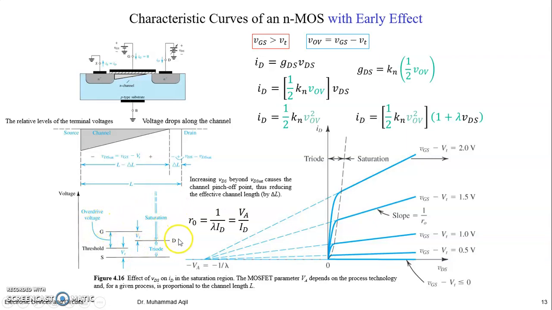So anyway, you don't need to learn about VGD to check the mode. It is better to see VGS first. If it is greater than VT, you are having a VOV, and if your VDS is greater than or equal to VOV, you are in the saturation region. If VDS is less than VOV, you are in the triode region, right?